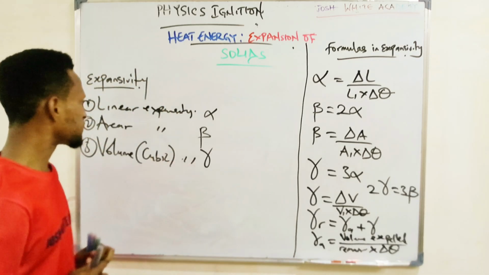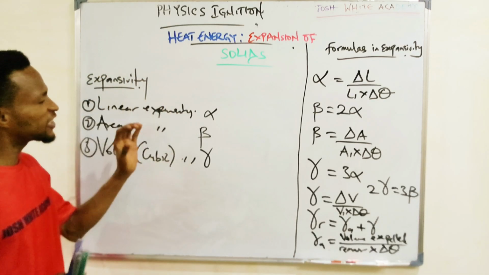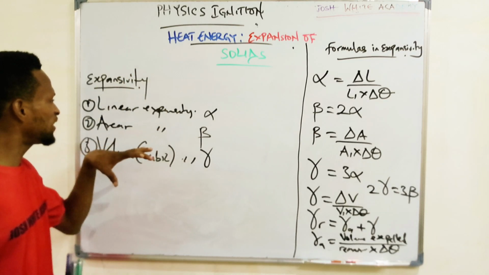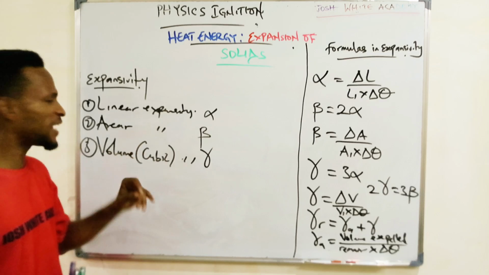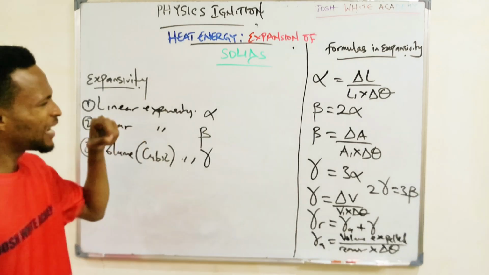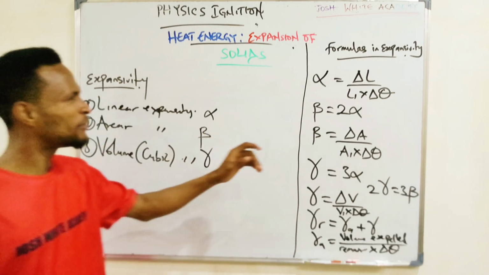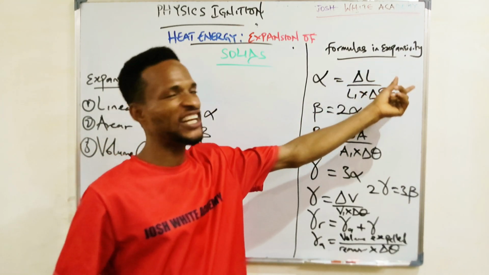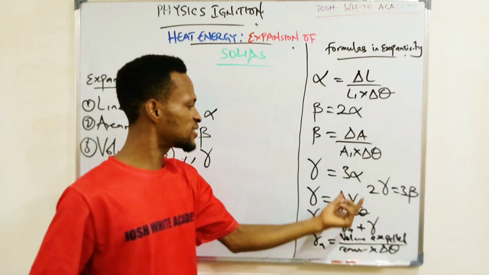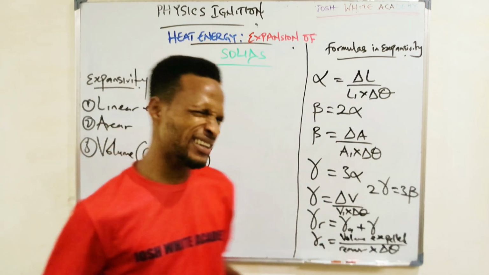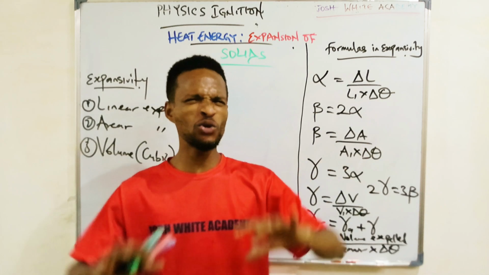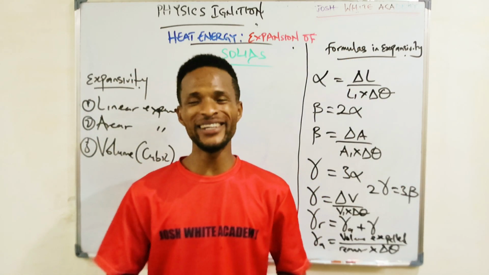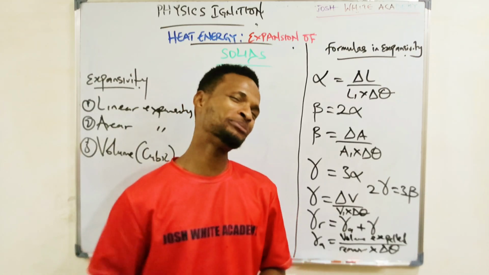So please take note. We have linear expansivity, that has to do with length. Area expansivity has to do with area. Cubic expansivity has to do with volume. In all of them, the change in length means L2, the final length, minus the initial length L1. The same thing with this, the same thing with this. So now can we go and use all of this knowledge and crush UTME questions? Come with me.